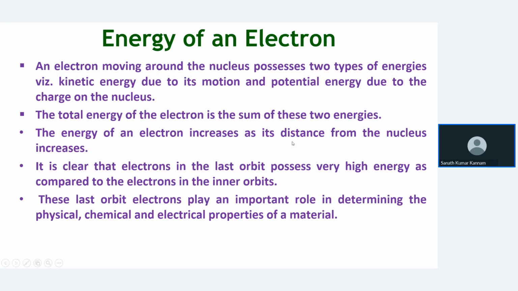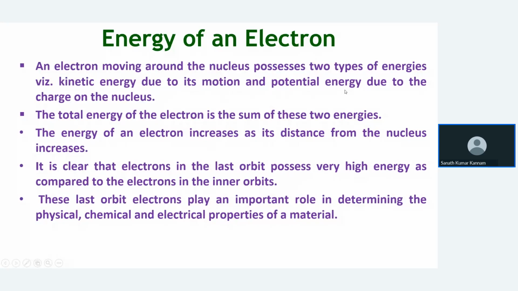There are two types of energies available in the electron: one is kinetic energy, and the other is potential energy. The total energy is the sum of the two. As I told you, as the energy of the electron increases, its distance from the nucleus also increases. Kinetic energy is due to motion, since the electron moves around the nucleus, and then potential energy.